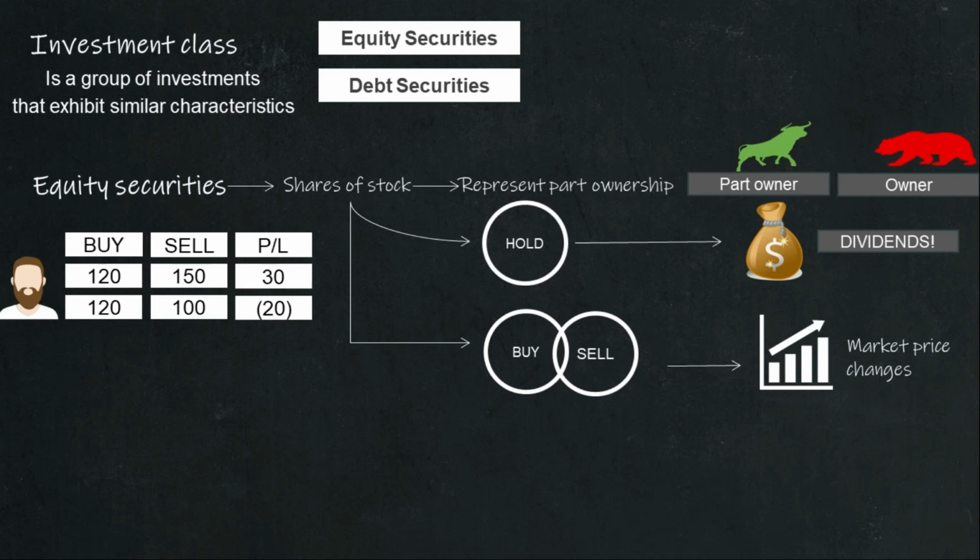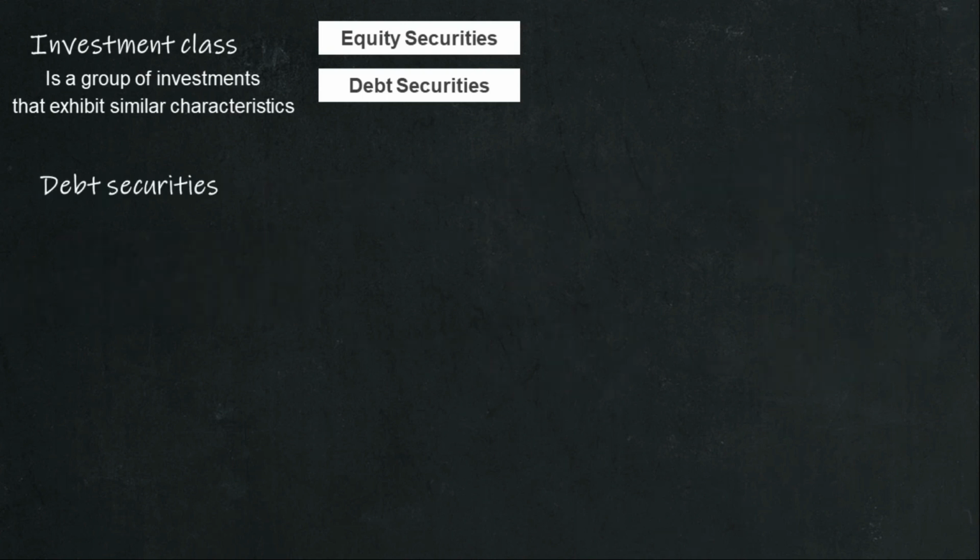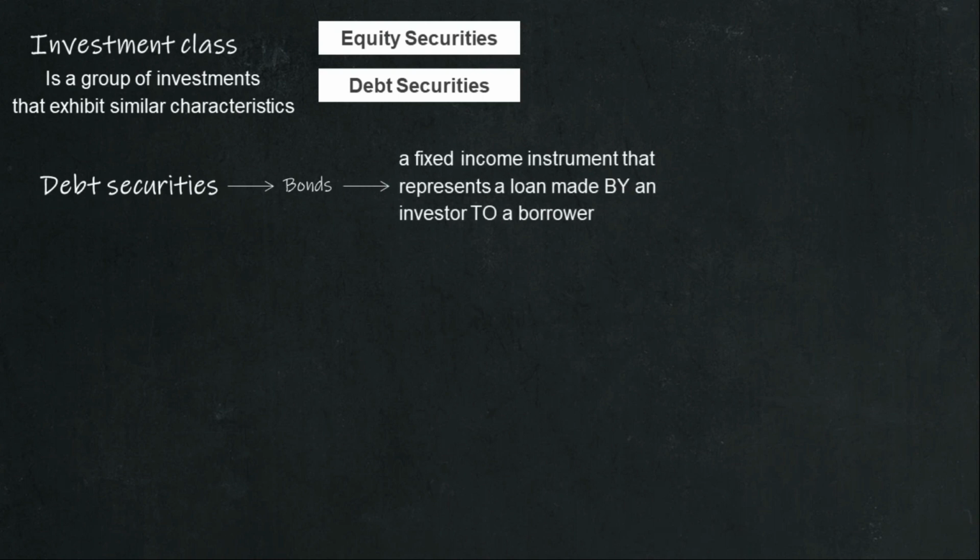Next, let's talk about debt securities, particularly bonds. A bond is a fixed income instrument that represents a loan made by an investor to a borrower. It is therefore a liability of the issuing company that promises to make payments periodically for a specified period of time. The investor is a creditor of the deficit unit. Take a second to think about this. The investor is not a part owner, but a creditor. What difference does this make?